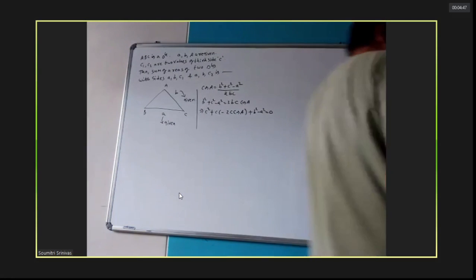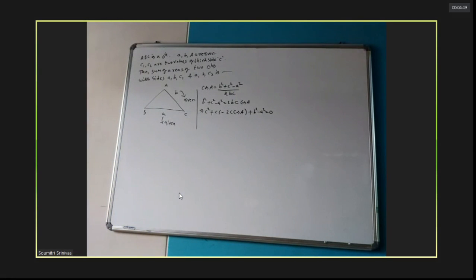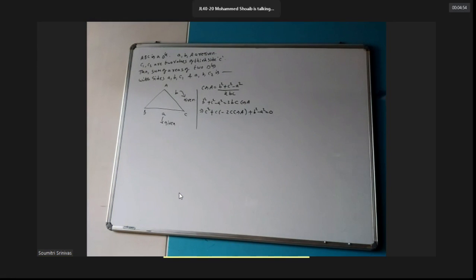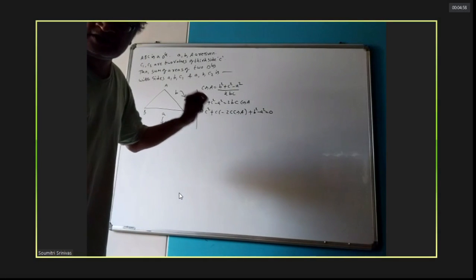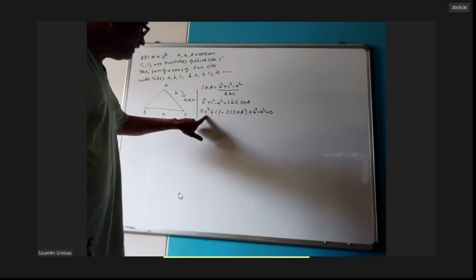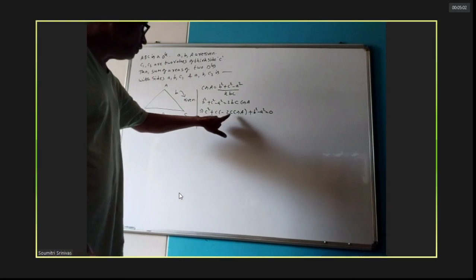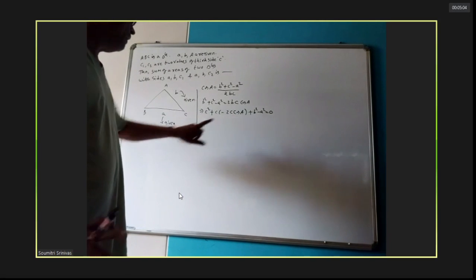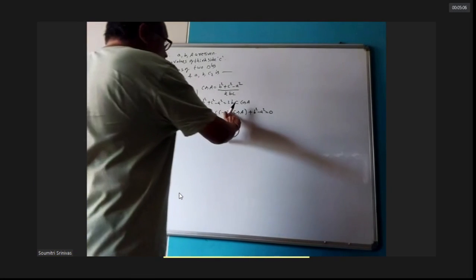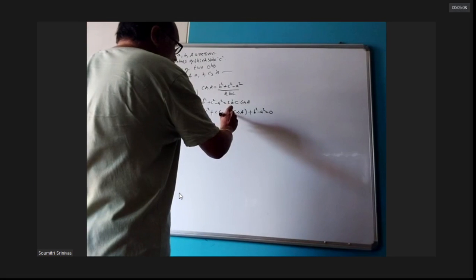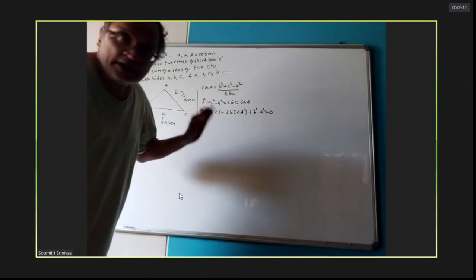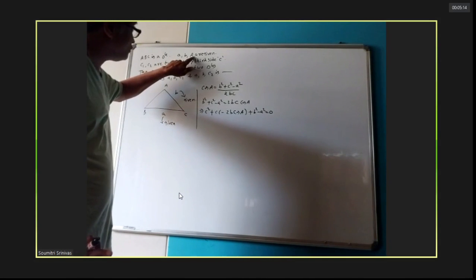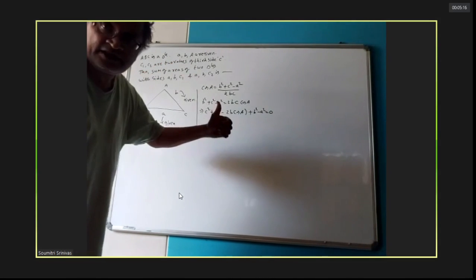Now use the hypothesis. What is known to you? C is unknown. Please listen to this carefully. C is unknown. Is 2b cos A a known quantity? Yes.